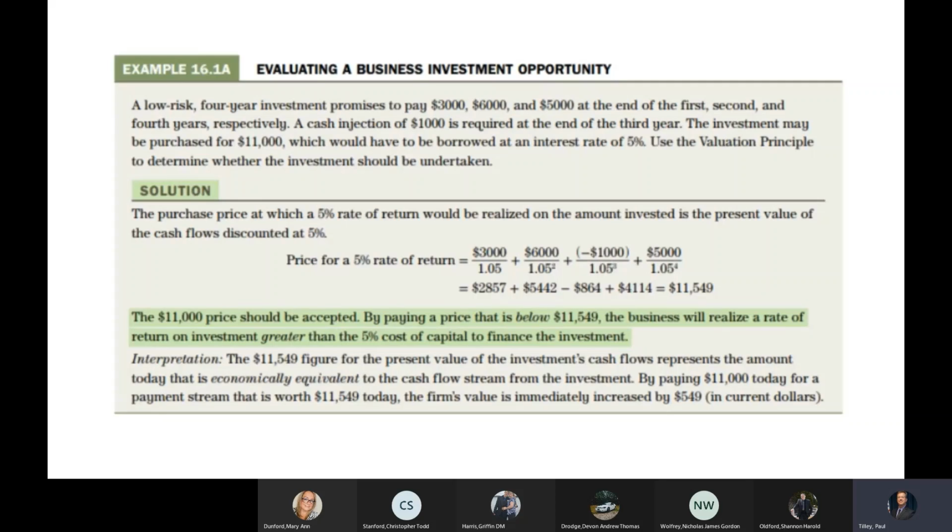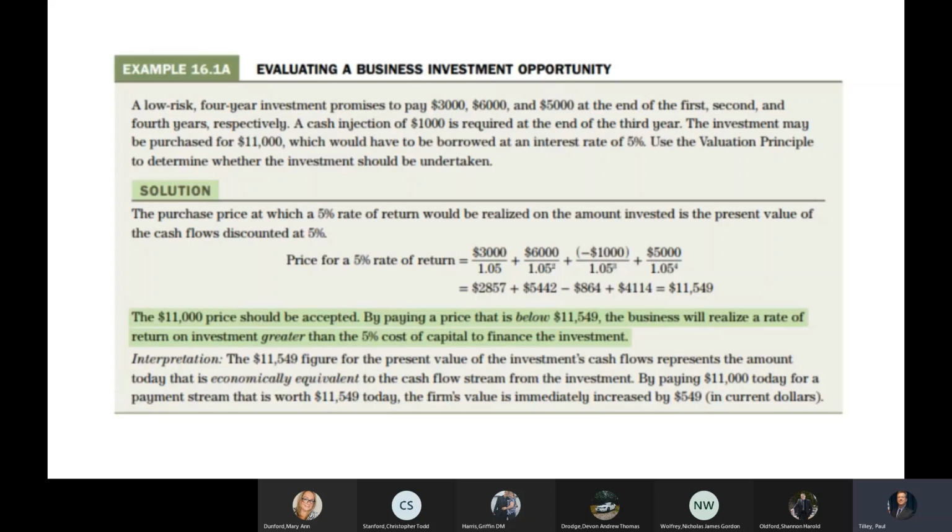And the cash injection of $1,000 is required at the end of the third year. We got to discount that back 3 years. So we got pluses and minuses of money. Money that's coming in, pluses, and money that's going out, minuses. We take the present value of all of those, which is what we're doing here at the given discount rate. So the rate in this particular example is 5%.